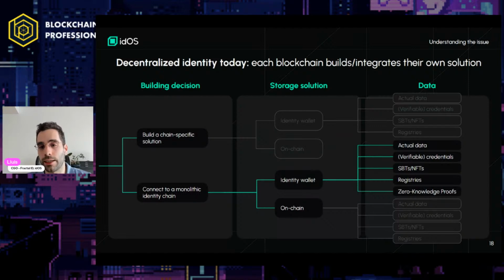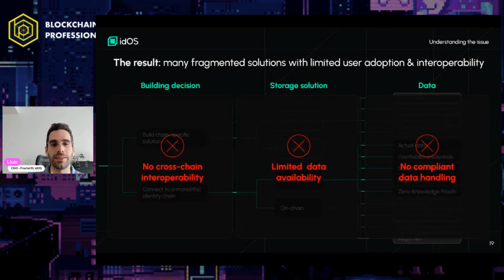And finally, when it actually comes to the data, what's the actual data that is being used to identify humans, there are also many different ways that can be represented, whether it's the actual data or verifiable credentials or NFTs, etc. So at the end of the day, as every company needs to go through this process, you end up with a bunch of data systems that don't talk to each other. And that basically is what gives us the picture that I showed at the beginning. A lot of solutions, many of them very good, but they don't talk to each other. No cross-chain interoperability, limited data availability, and no compliant data handling.